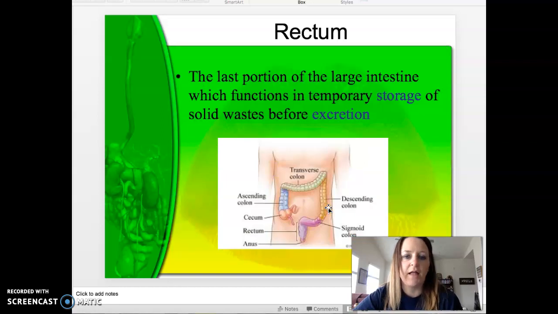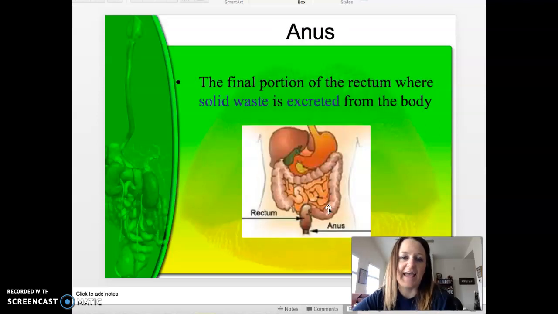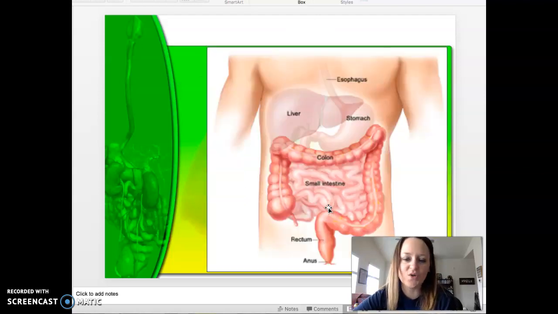So the rectum is actually the last portion of your large intestine. So it's considered to be part of the large intestine. But basically it's just storage before excretion. And then the anus, which is where it comes out. You guys know that. So this is just where waste gets excreted from the body. So here everything is together. You'd have your mouth up here, it comes down to the esophagus, into your stomach, and then it moves through into the small intestines, and yes, it gets squeezed all through here, and then squeezed up and out.